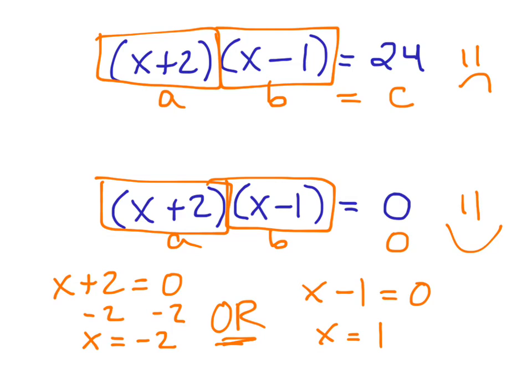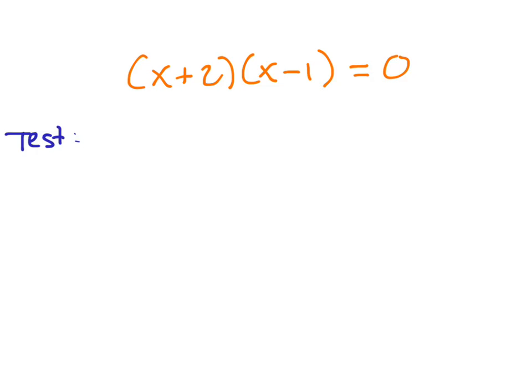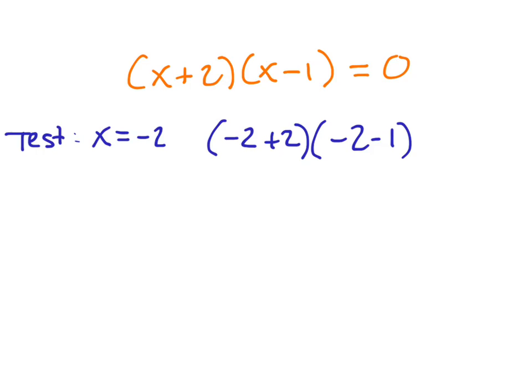And let's test this out and make sure that this is true. So we had x plus 2 times x minus 1 equals 0. And let's test both cases. So let's test the case when x is negative 2. Then what we would have is negative 2 plus 2 times negative 2 minus 1. And that gives 0 times negative 3, and there's the 0 we were expecting, and that does equal 0.